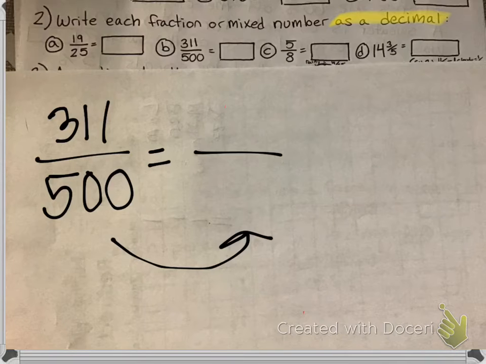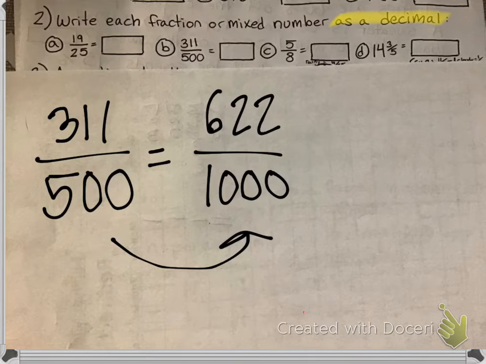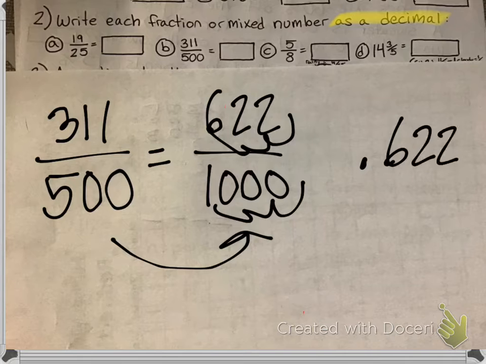That's a good thing. But is 311 divisible by 5? No. So we're not going to do that. What can we do instead? What can we do instead, Fernando? Multiply by 2. We get 1,000. And what do we get at the top? Hannah? 622. Once again, we bring our decimal over 1, 2, 3. 1, 2, 3. We get 0.622.